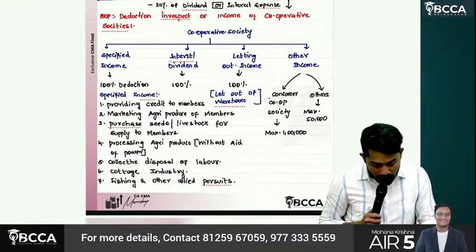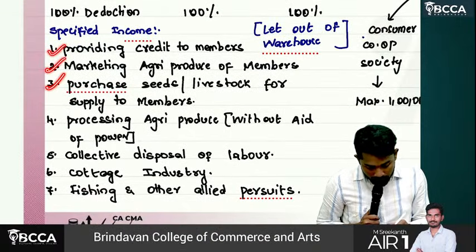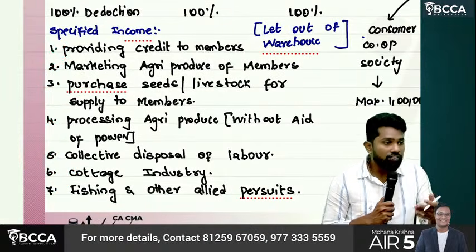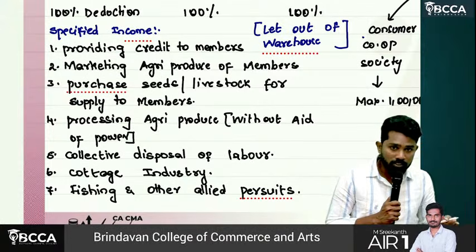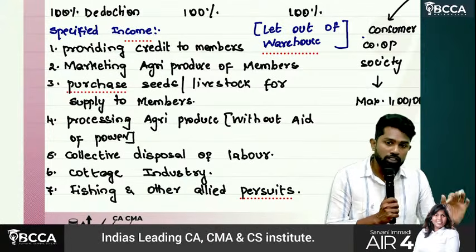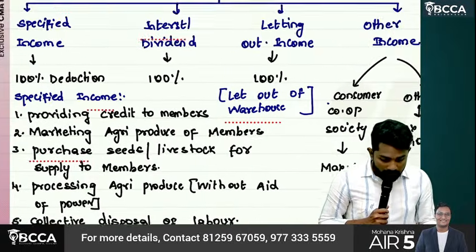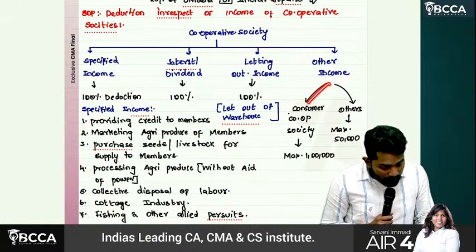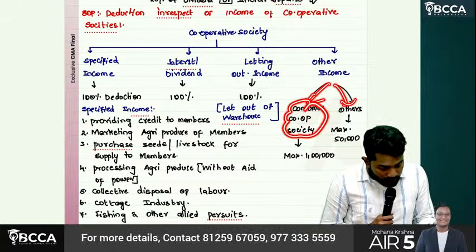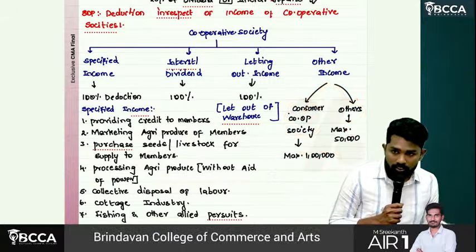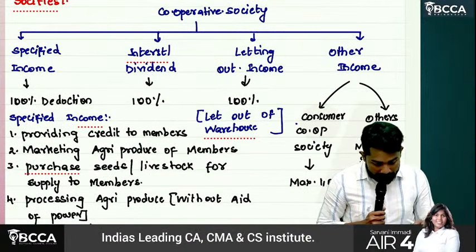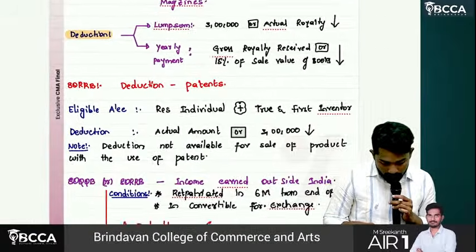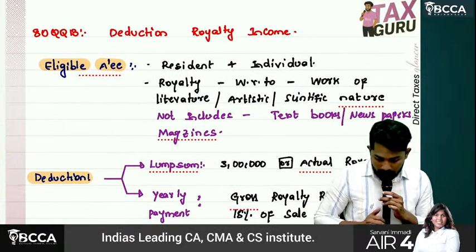So if it is a cooperative society and it has income from these kinds of operations, then 100% is eligible for deduction. Additionally, if they have interest and dividend income, that is also 100%. If they have a warehouse, whatever income they earn from it is 100% eligible for deduction. Other than these activities, if they have any other activities, then depending on which kind of society it is, consumer cooperative society gets 1 lakh deduction, others 50,000. So don't ask me more detailed questions, it is not that important to go into detail. Then 80QQB.